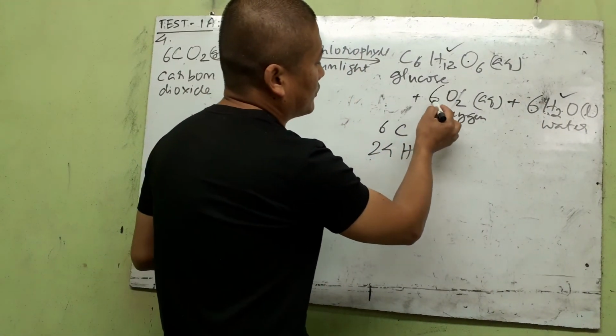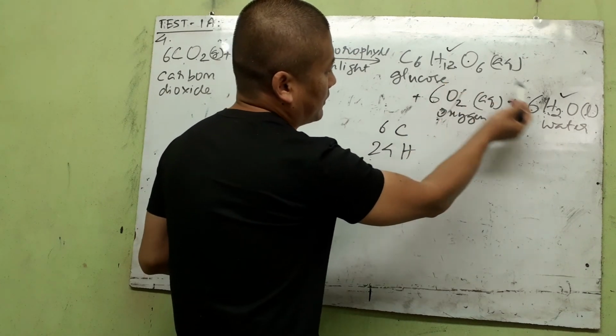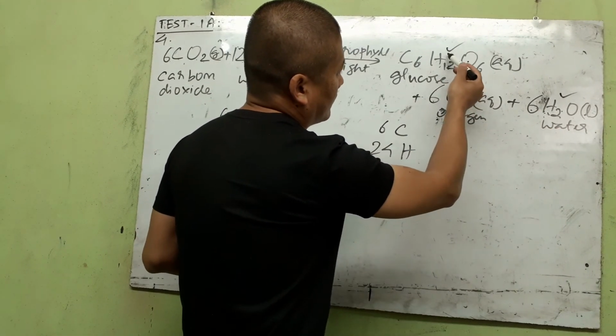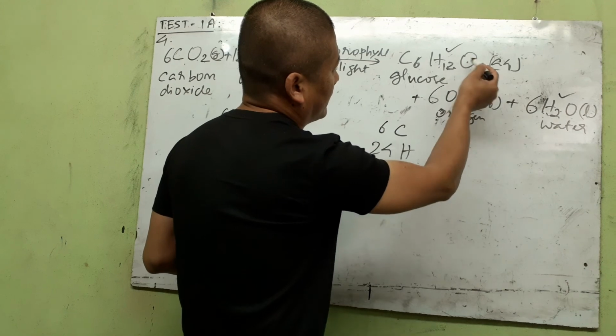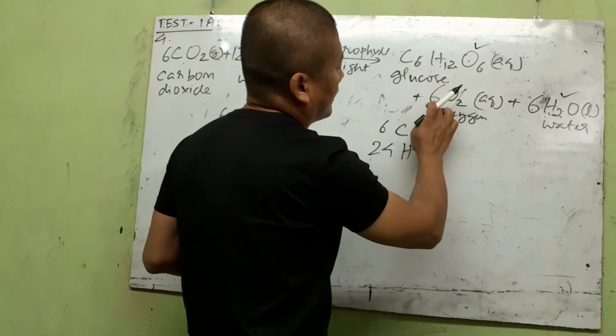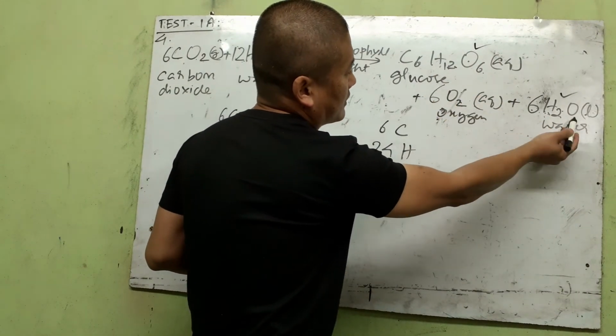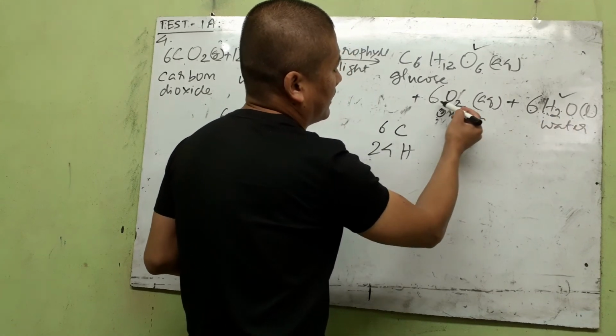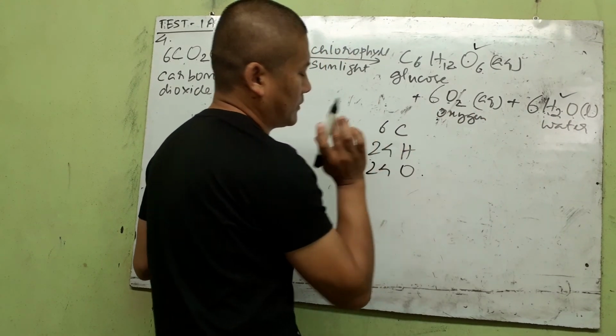So how do we make this 12? 6 twos are 12. 6 twos are 12, right? And then, not this one, sorry, 6 twos are 12. Then 6 plus 6 ones are 6 plus 6, 12 plus 12, 24 oxygen atoms.